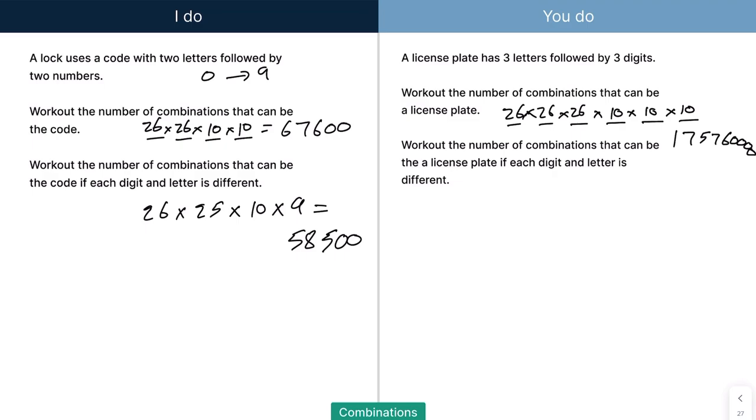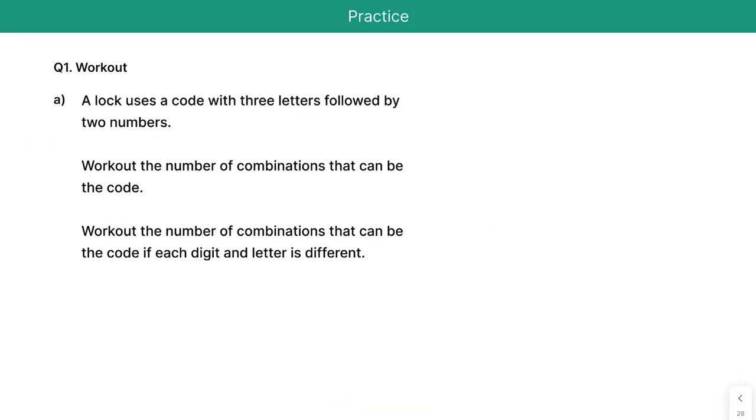And then looking at the next one, it's the exact same thing, but this time we just can't repeat. So if I type that into my calculator, I get 26 times 25 times 24 times 10 times 9 times 8. That is 1123200.